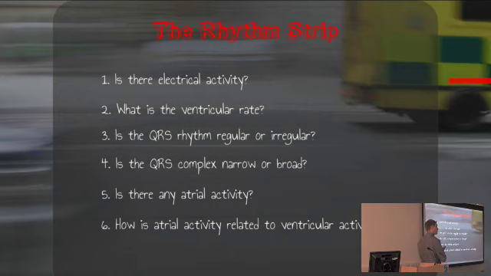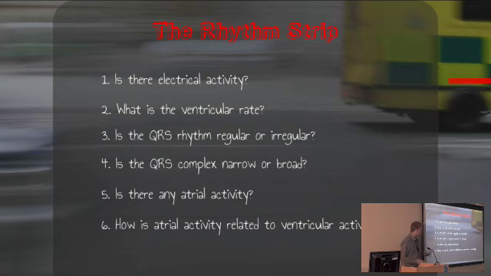Even before we get to the P-waves, is it about the type of irregularity? Is it regularly irregular or irregularly irregular? Regularly irregular means that there's some kind of pattern to it. It's irregular, but we can predict when these irregularities might happen. Irregularly irregular means there's absolutely no pattern to it whatsoever. You can't predict when the next beat's going to come.